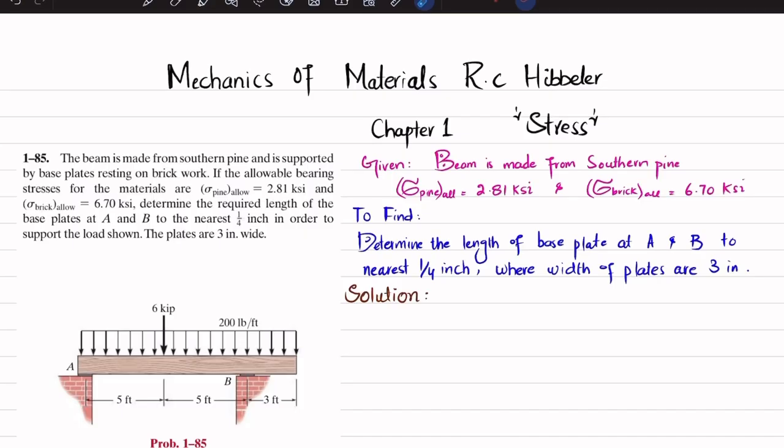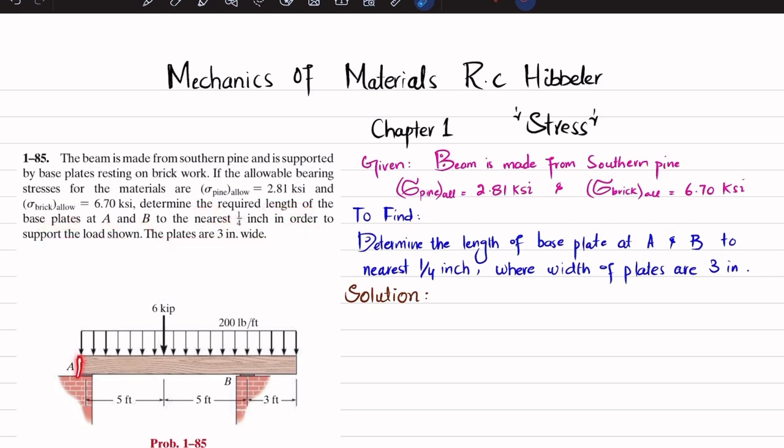Welcome back. In this video, we are going to solve problem 1-85 that is taken from chapter number 1, Stress, and the book name is Mechanics of Materials by R.C. Hibbeler. So the statement is: the beam is made from southern pine and is supported by base plates resting on the brickwork. If the allowable bearing stress for the materials is 2.81 ksi for pine and 6.70 ksi for brick, determine the required length of the base plates at A and B to the nearest 1/4 inch in order to support the load shown. The plates are 3 inch wide.